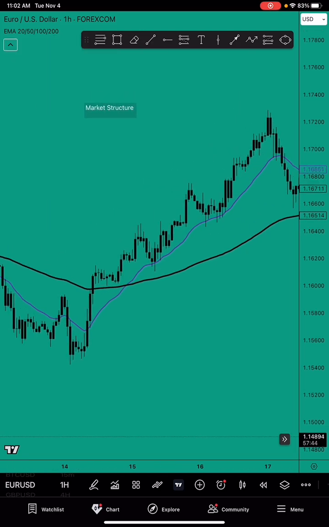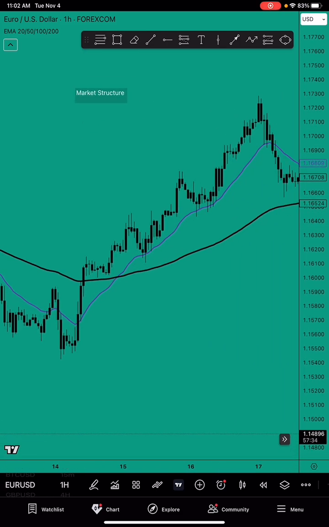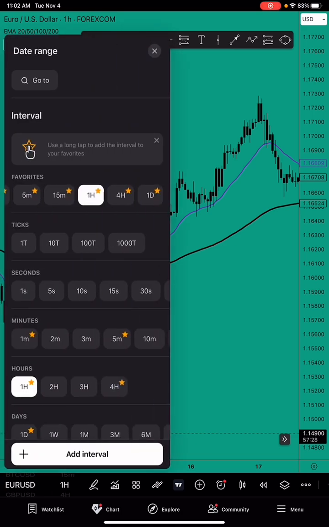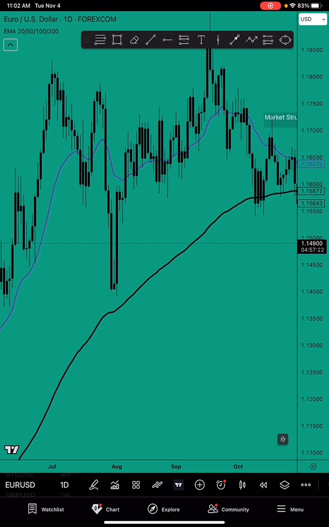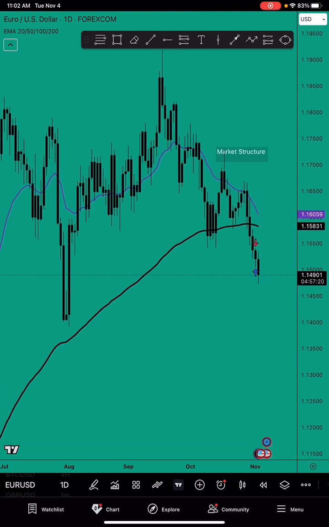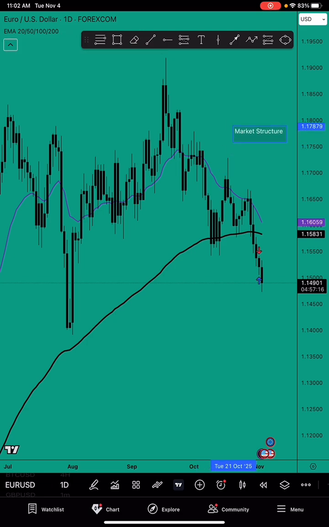What is market structure? Market structure tells you basically the trend of the market. Is price going up or is price going down? And if you're on a higher time frame, you should be able to see that clearly. So for me personally, the higher time frame that I trust is the 1 day, the daily. Daily tells you the overall trend of the market in itself, which is somewhat important.